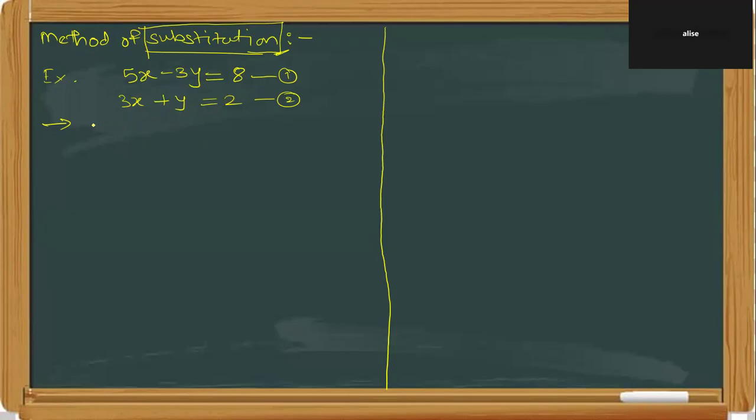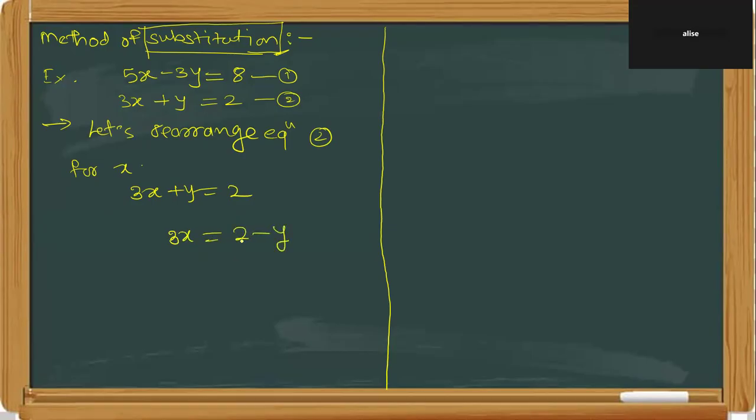So let's rearrange the equation. Which one, one or two? Choose any one. Equation 2 for x. Okay, let's rearrange equation 1 for x. Then 3x plus y is equal to 2. This is the original equation. Let me write 3x equals to 2 minus y. Will it be correct?